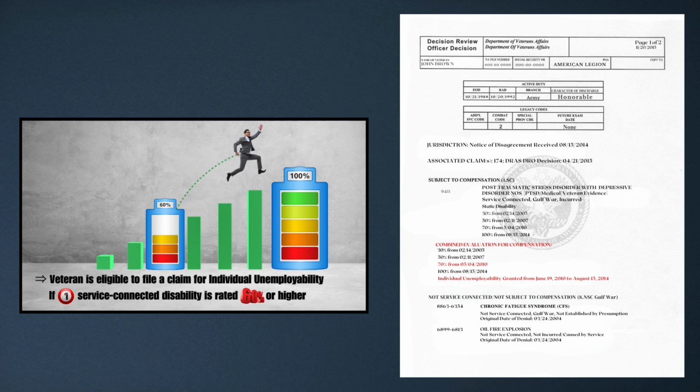In the section Combined Evaluations for Compensation, we find out that Mr. Brown was awarded a temporary 100% June 19th of 2010. IU was awarded a month after Mr. Brown received his 70% rating. In fact, the 70% rating is the reason Mr. Brown was able to apply for unemployability. The reason Mr. Brown was able to file for IU is because he had one service-connected disability rated at least 60% or higher at the time he applied. Once he received individual unemployability, it qualified as a combined rating because he was still 70% but paid at the 100% rate.